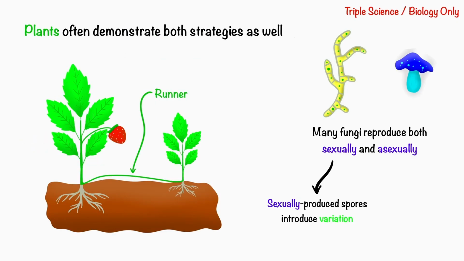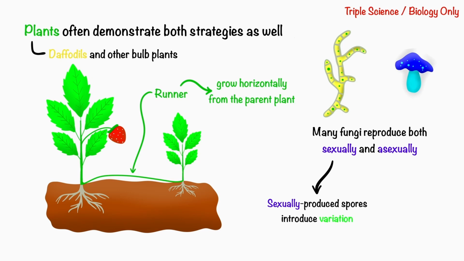Plants often demonstrate both strategies as well. Many flowering plants produce seeds through sexual reproduction, but can also reproduce asexually. Strawberry plants send out runners, stems that grow horizontally along the ground. New plants form at intervals along these runners, genetically identical to the parent. Daffodils and other bulb plants can form new bulbs from the main bulb. Each new bulb can grow into a genetically identical plant.